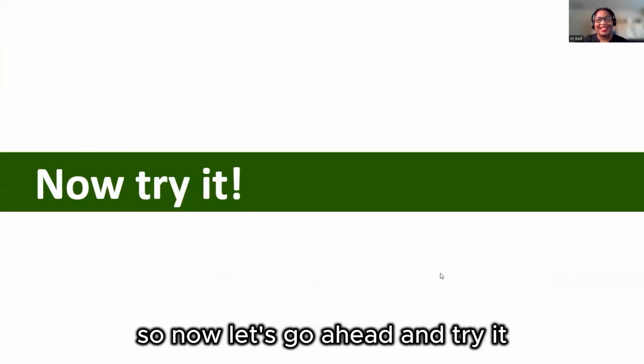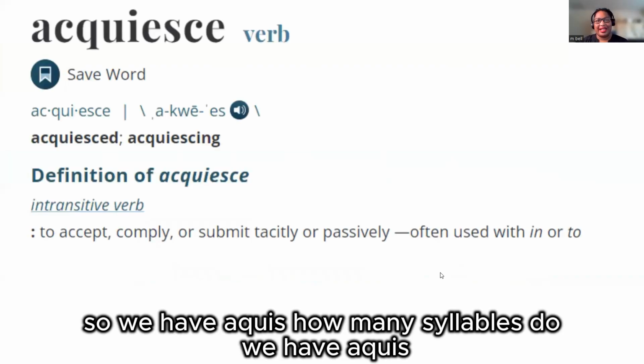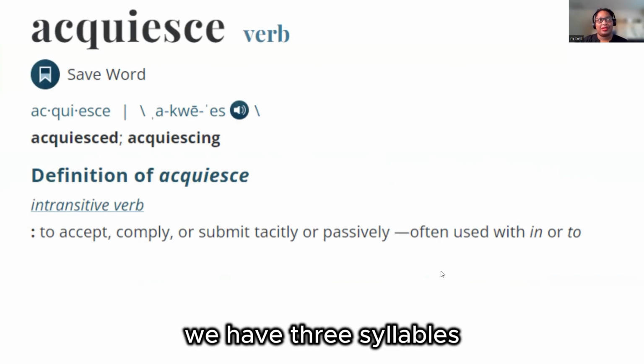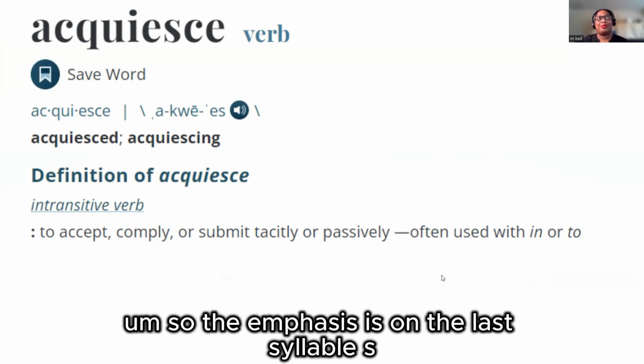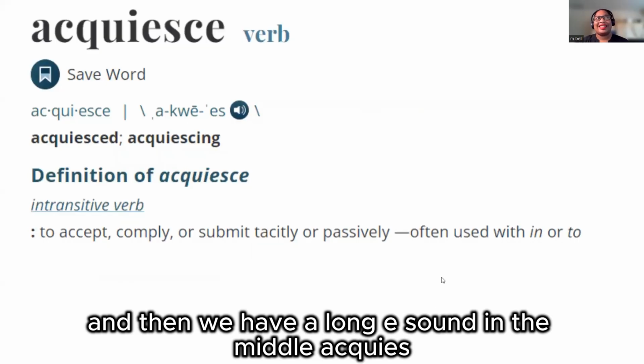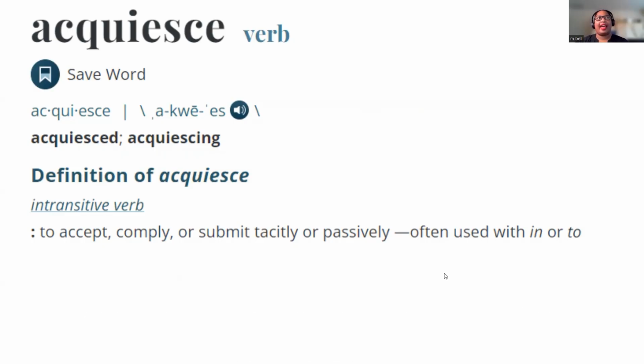So now let's go ahead and try it. We have acquiesce. How many syllables do we have? Acquiesce. We have 3 syllables. The emphasis is on the last syllable, S, and then we have a long E sound in the middle. Acquiesce, acquiesce.